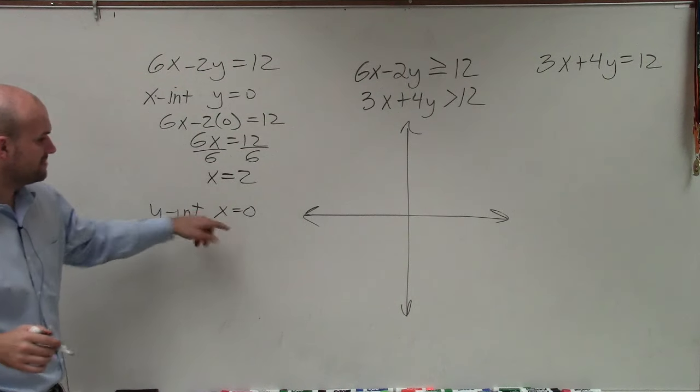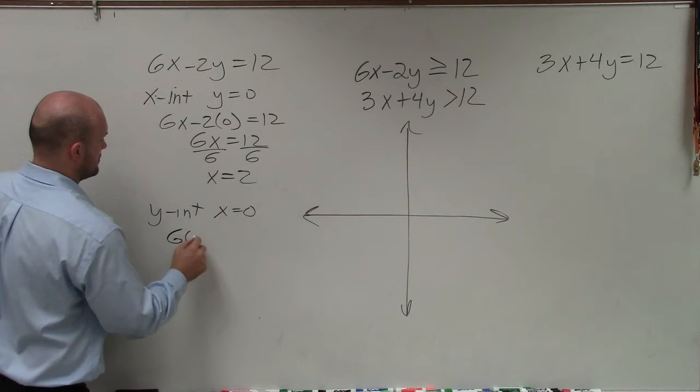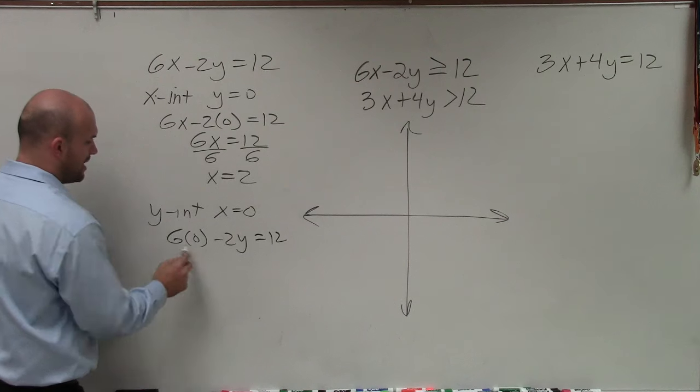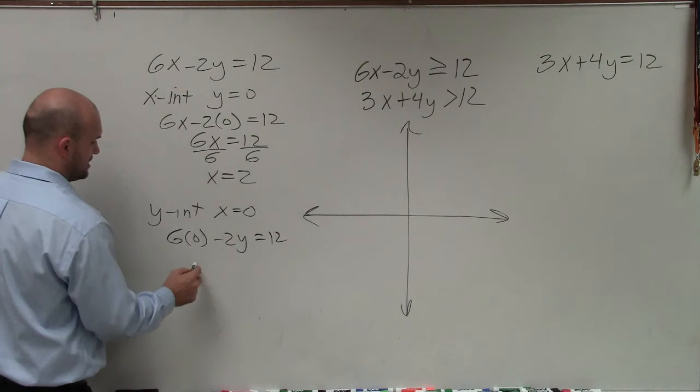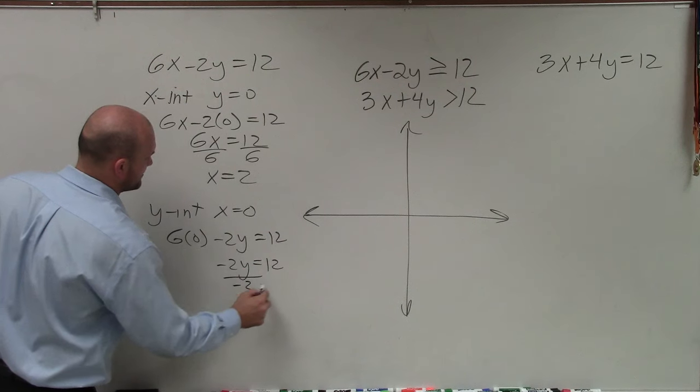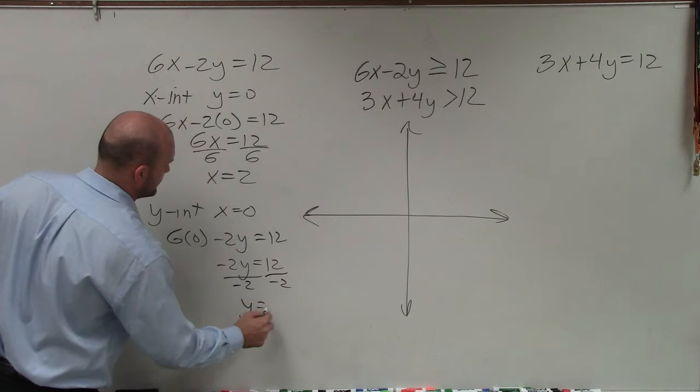Now to find the y-intercept, I plug 0 in for x. Now I just solve for y. So therefore I have negative 2y is equal to 12. Divide by negative 2, y equals negative 6.